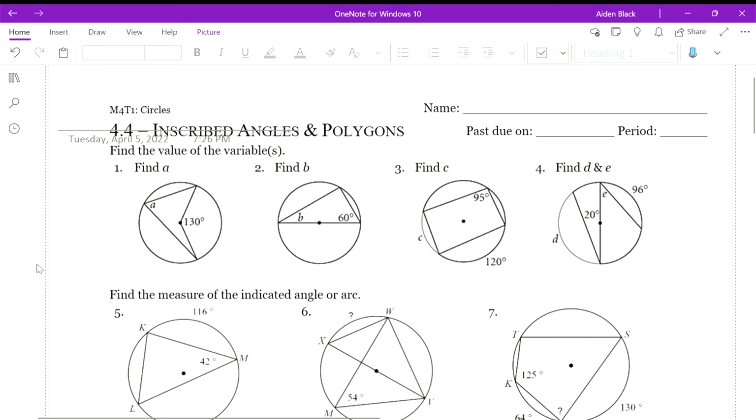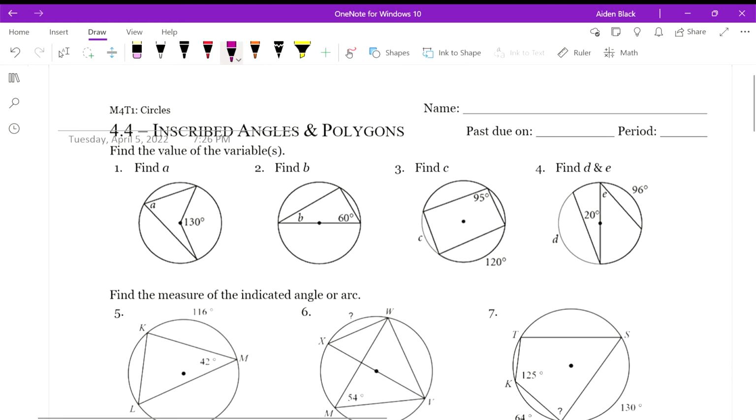Alright, let's work through a couple of these problems on 4.4, inscribed angles and polygons. So, in this first one we're trying to find the measure of angle A, and we know that the central angle right here is 130. We also know that the central angle is equal to the arc measure. Right, these are both 130.